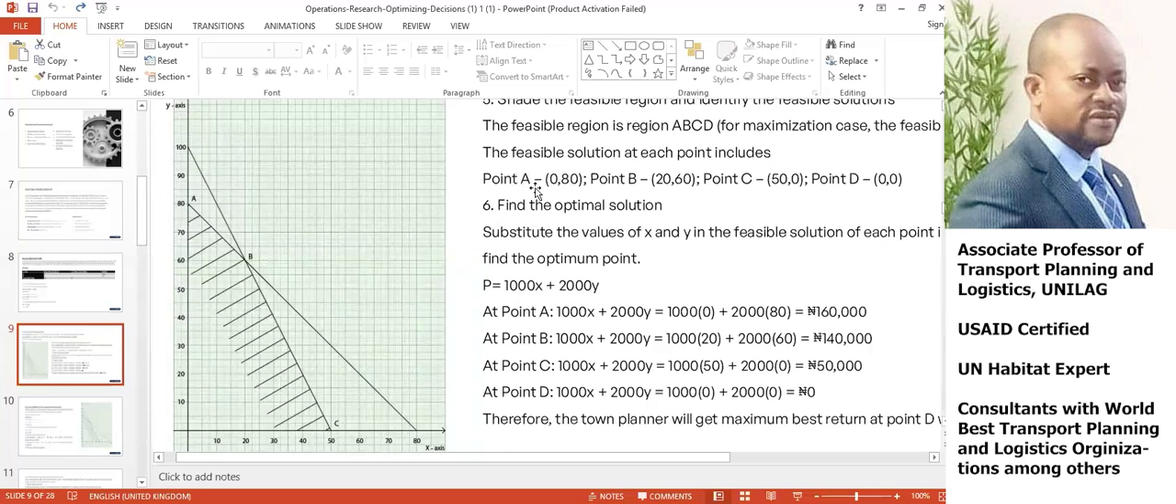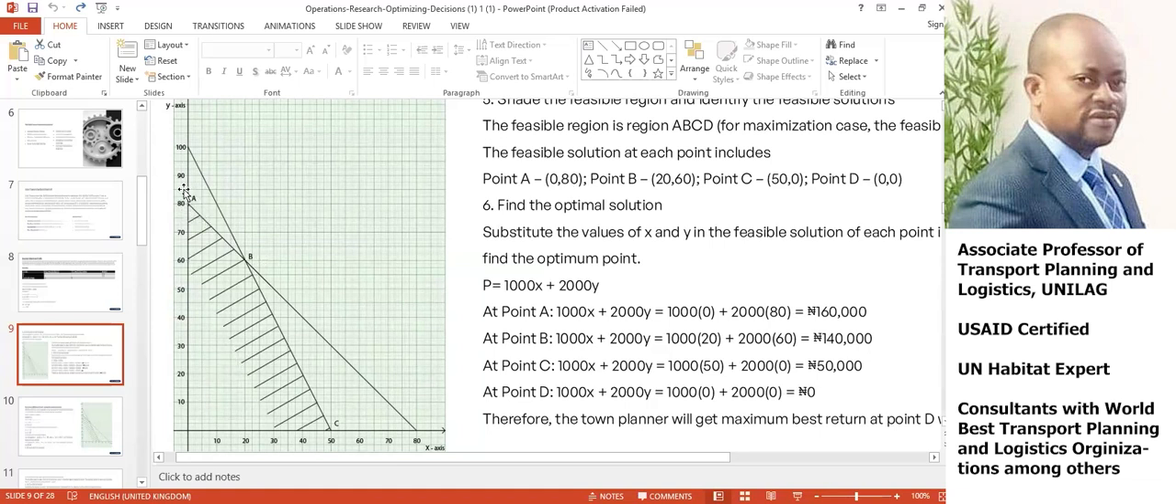So look at the feasible points. Point A, now this is point A. X is 0. This is our 0. Can you see the 0? This is our Y. Look at it here. Point A, on the feasible solution, we now have business with the feasible solution at each point. So for the feasible solution for point A, look at the point A that we highlighted.